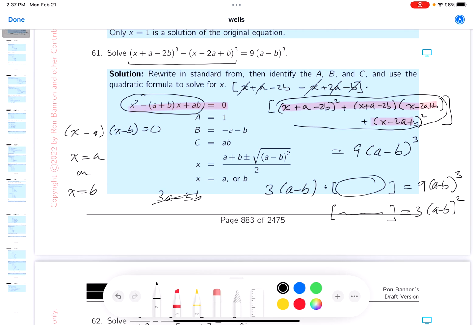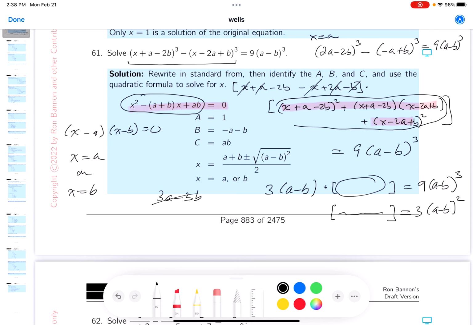And certainly, plugging that in, I would recommend plugging it in, by the way. And let me just take a look at that real quick. Let's do x equals a first. And what would you get? You get 2a minus 2b cubed minus, well, let's see, if x equals a, you get minus a plus b cubed, and that equals 9 times a minus b cubed.